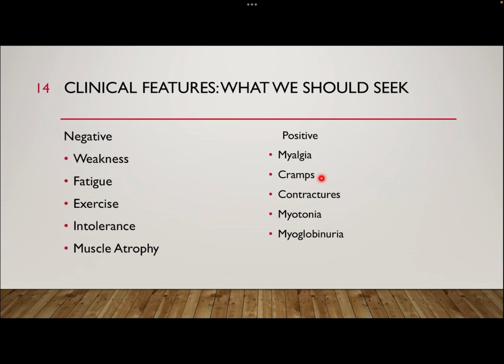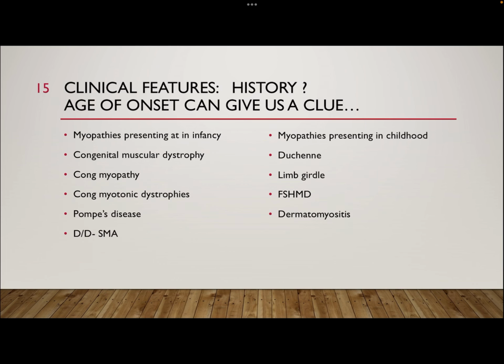So what are the clinical features that you will see? The negative complaints are that the patient will complain of weakness, fatigue, exercise intolerance, muscular atrophy. Positive complaints will be myalgia, cramps, contracture, myotonia, or myoglobinuria. The history of age of onset can give us a clue. Myopathies presenting in infancy are congenital muscular dystrophy, congenital myopathy, myotonic dystrophies, Pompe's disease. Myopathies presenting in childhood are Duchenne and limb girdle.